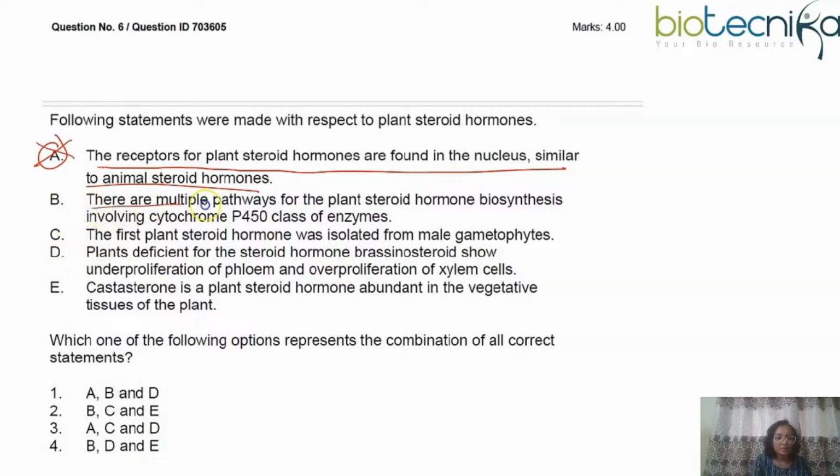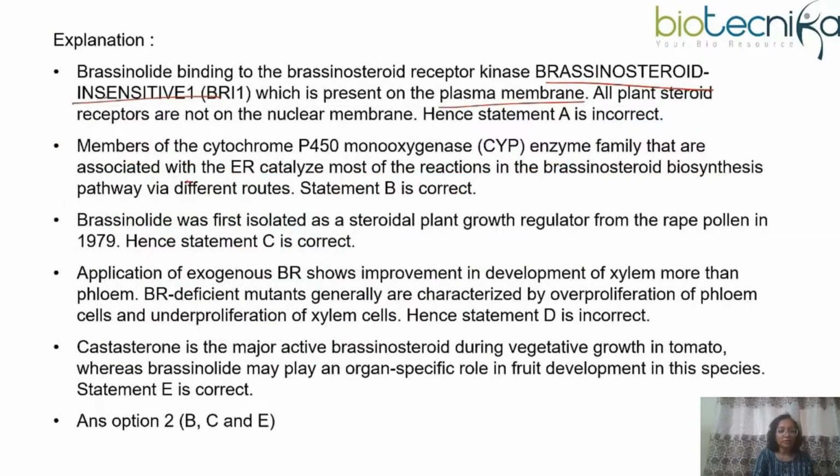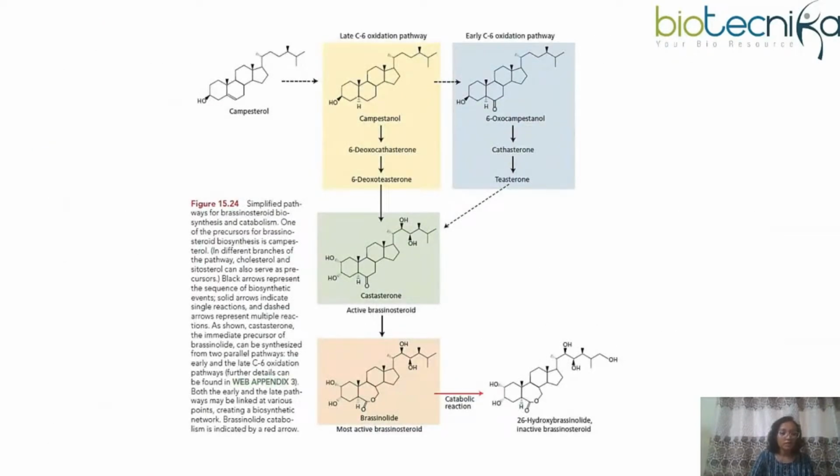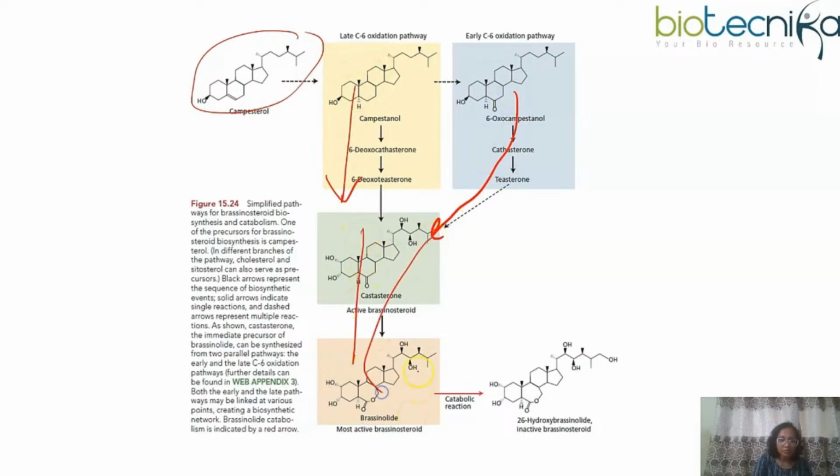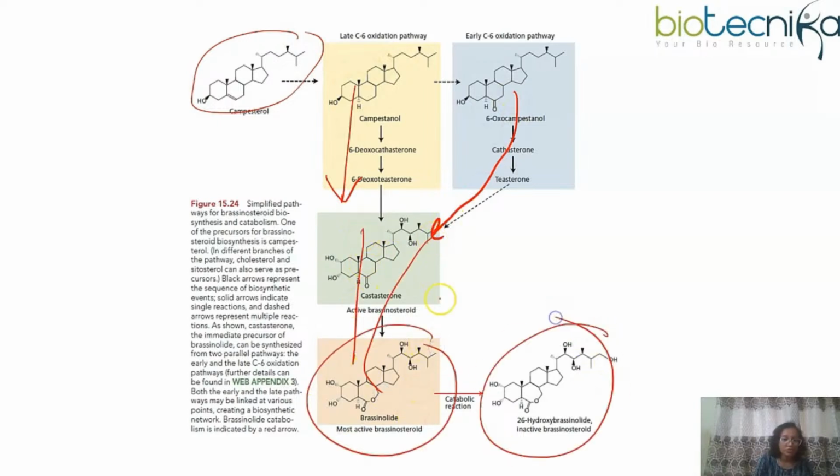B. There are multiple pathways for plant steroid hormone biosynthesis involving the cytochrome P450 class of enzymes. Now this statement is correct. If you studied the brassinosteroid biosynthesis pathway, you would know that it starts from campesterol, and then there are multiple pathways leading to the production of brassinosteroids and brassinolides.